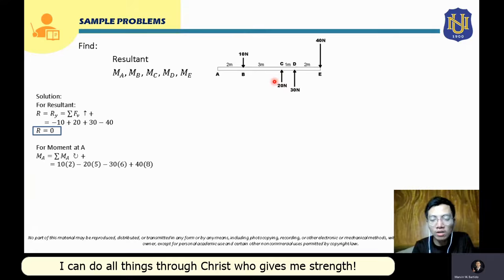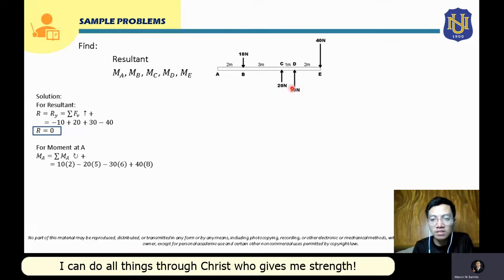Now for your 20 Newton, it will have a moment of 20 times 3 plus 2, right? So that will be 5. The moment arm will be 5, and its rotation about point A will be counterclockwise. That's why it will be negative here.